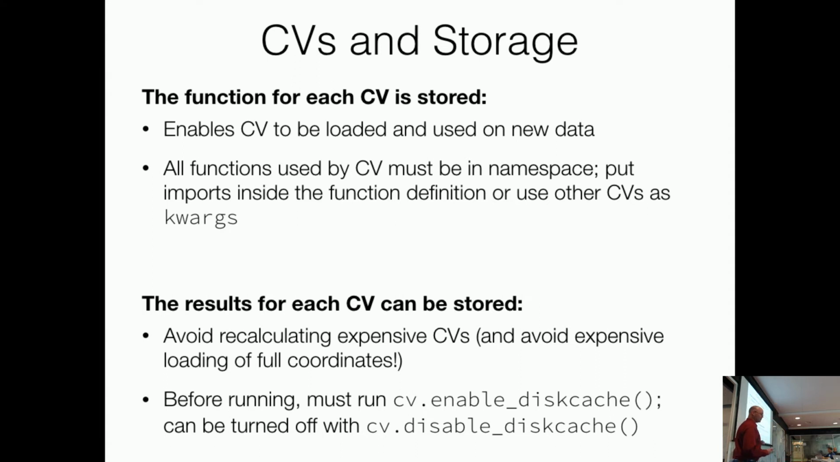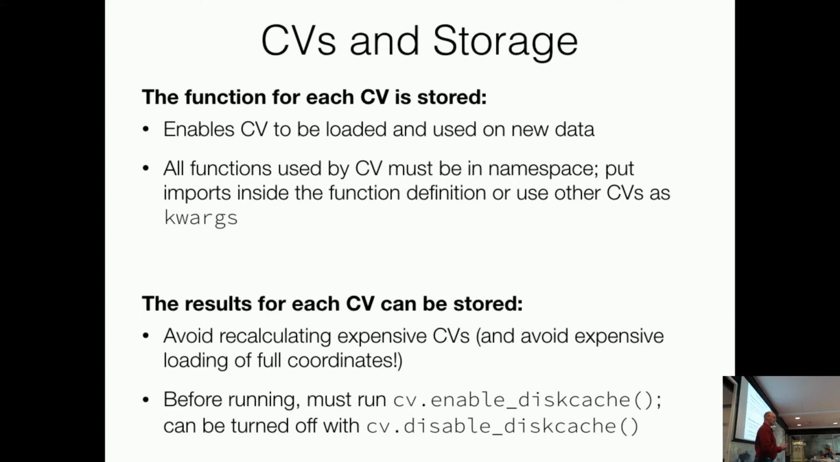A few things you need to know about CVs and storage. First off, the function itself for each CV is stored, so the source code is serialized. John talked about serialization in the context of OpenMM, but we can also serialize functions and all classes in Python. And so the function itself is serialized, which means that you can load that CV again later and use it on new data, and it still works.